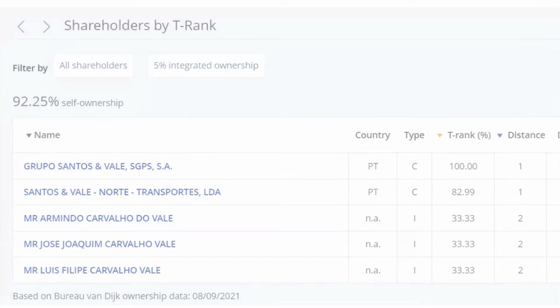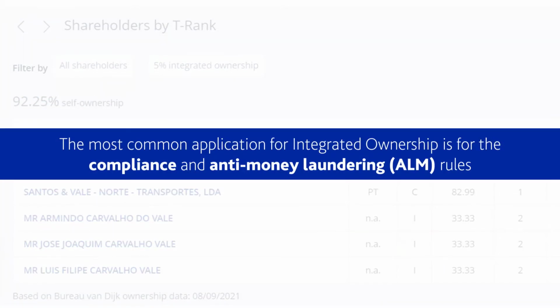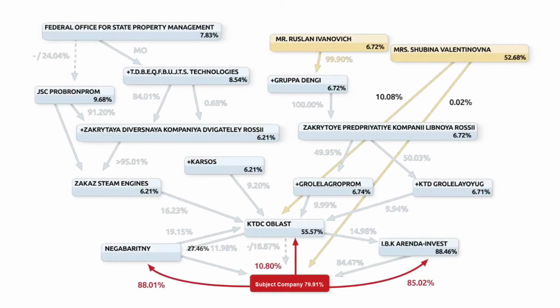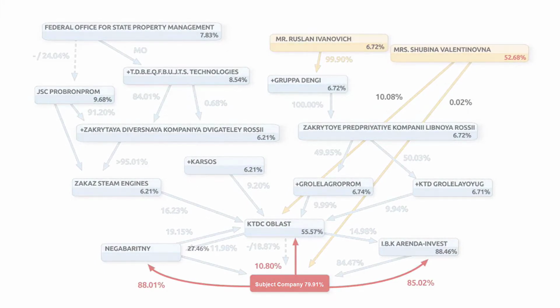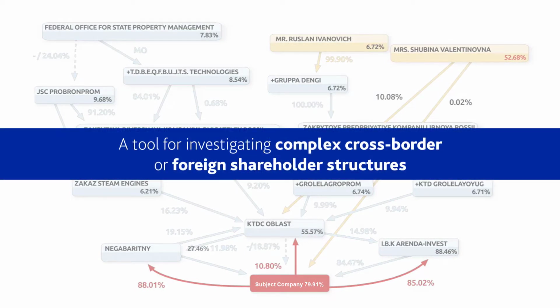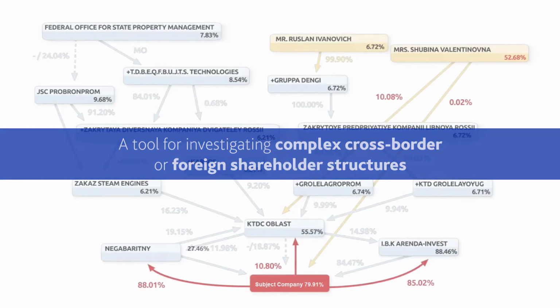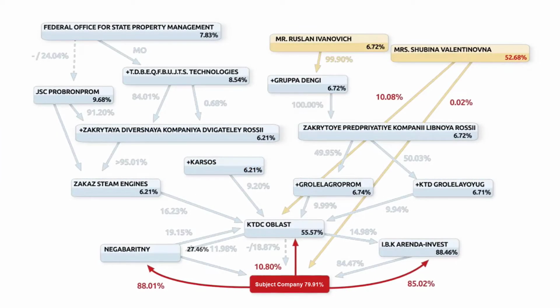The most common application of integrated ownership is for the compliance and anti-money laundering rules, where identification of ultimate beneficial owners and enhanced due diligence are required. Another common application of T-Rank integrated ownership is as a tool for investigating complex, cross-border, or foreign shareholder structures. Let's take a look at T-Rank integrated ownership capabilities in action.